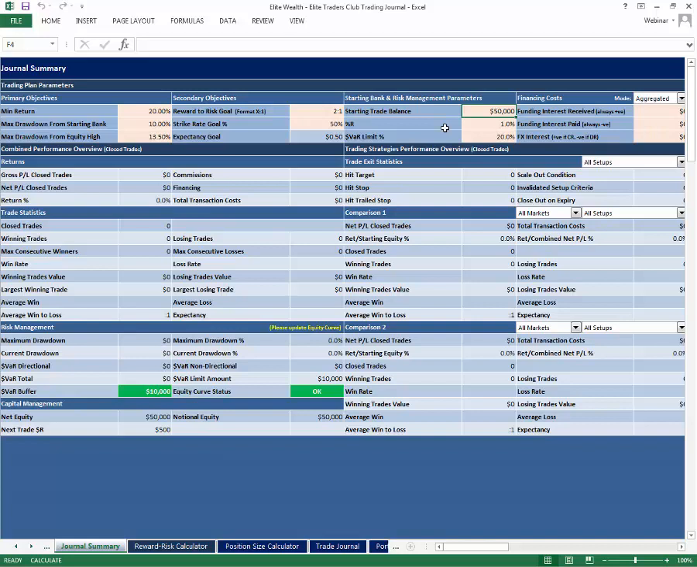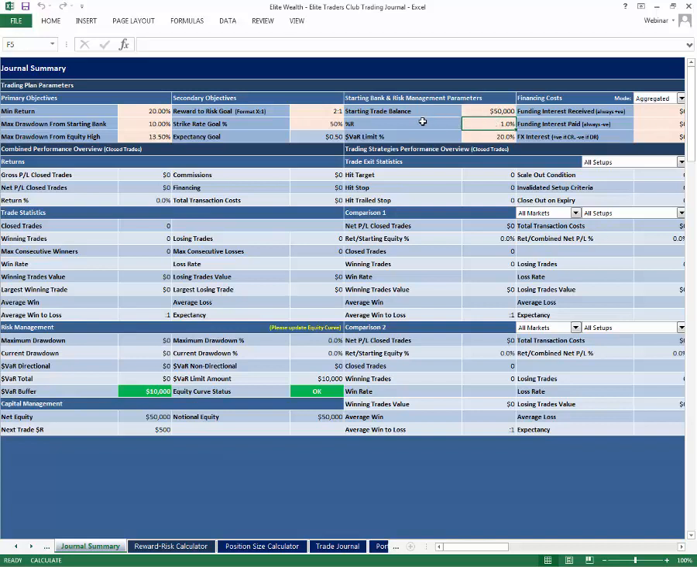Starting trade balance, this will be altered as you add and withdraw funds from your trading account. So you might start with a small amount on there, and small is relative of course, but whatever you start with, if after you've gained competence and confidence you want to add to that, this is where you change the figure, and this will then feed through to the other pages in the trade journal, such as the position sizing calculator and the portfolio management page and the equity curve.